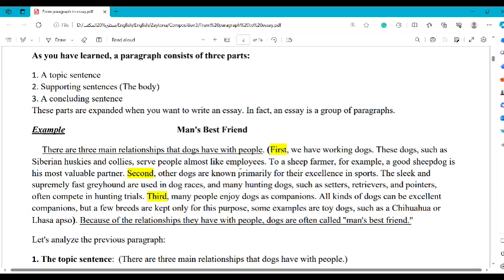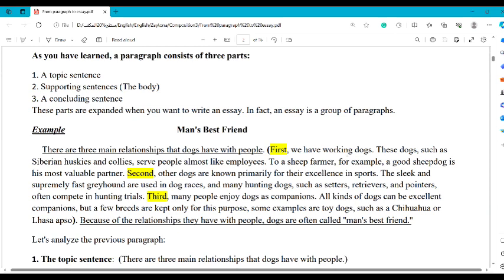You will see some names of dogs like Siberian Husky, Collies, Chihuahua, Lhasa Apso. All of these are types or names of dogs. Each type of dog has a certain purpose. Some of them serve people, some of them are like friends, and some of them are like a toy. So let's see. First, we have working dogs.